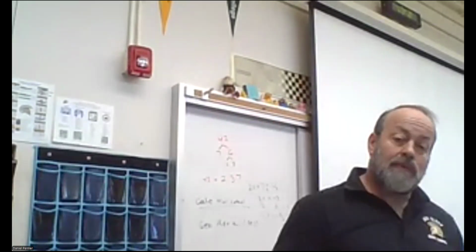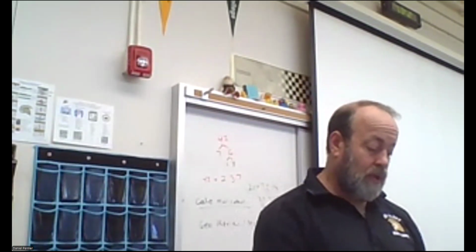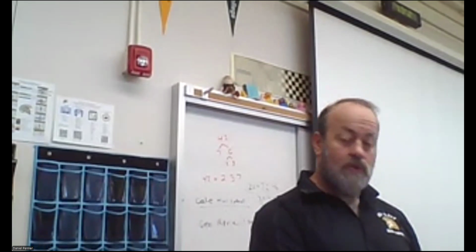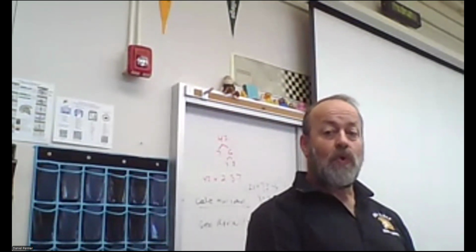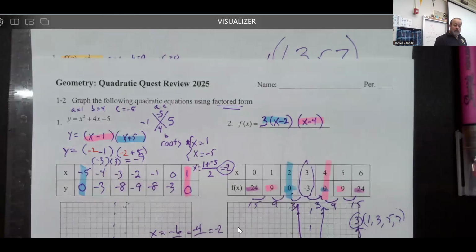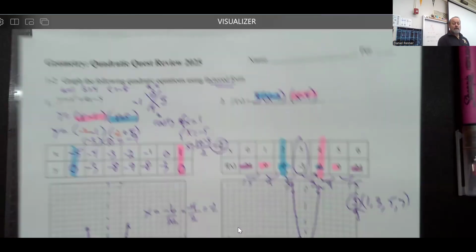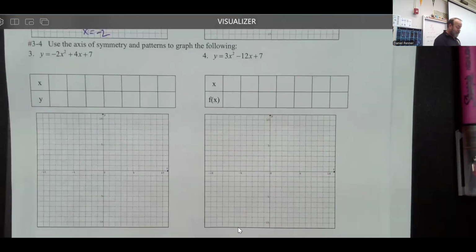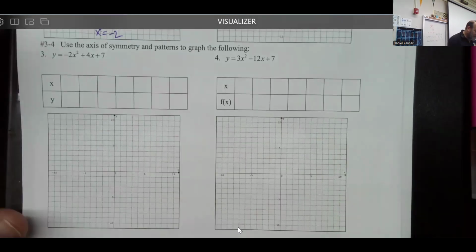Now, our first problems specifically asked us to utilize this idea of factored form. Our first videos, sorry that my computer's being slow, asked us to put it in factored form where we have our little diamond and all that kind of stuff. These problems down here ask us to go a different direction and use axis of symmetry and patterns. So that's what we're going to try to do. That's going to be a slightly different version.